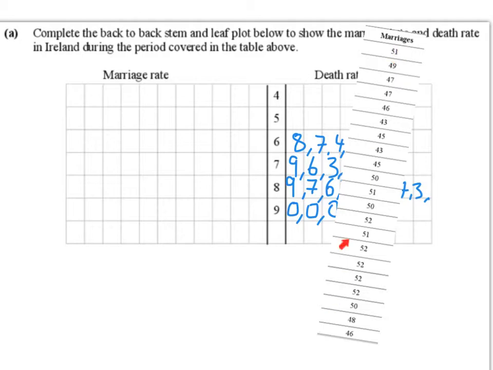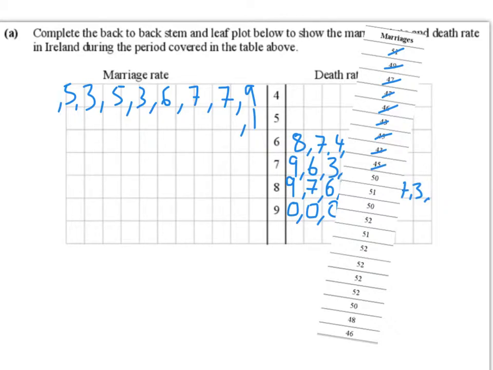So now we have the marriages. We start off with 51. So I put a 1 to the left of the 5, then 49. And I should have ticked off the 51. I put a 9 to the left of the 4, tick off the 49, 47. Tick off the 47, 47 again. Tick off the 47, 46. Tick off the 46, 43. Tick off the 43, 45. Tick off the 45, 43. Tick off the 43, 45. Tick off the 45, 50. So the 0 now goes to the left of the 5 because we're in the 50s.